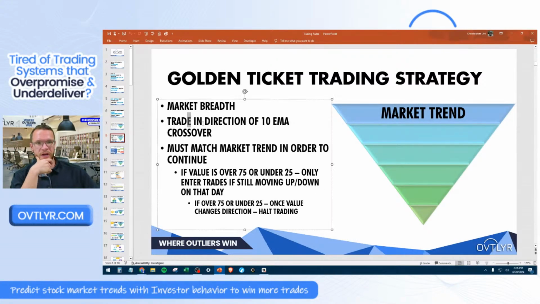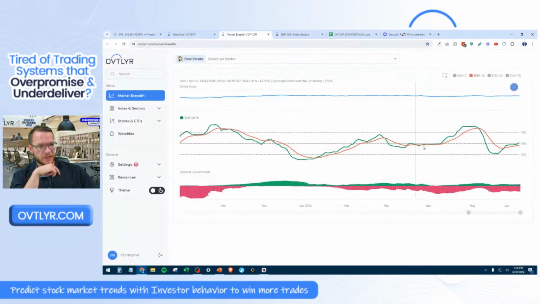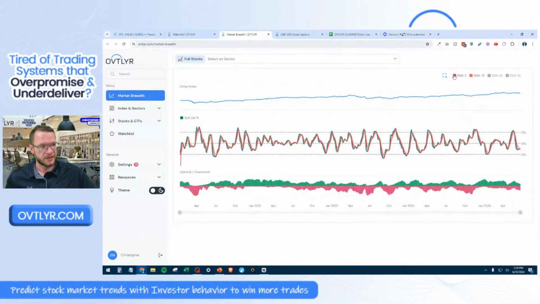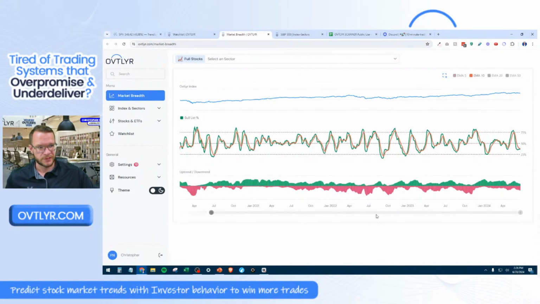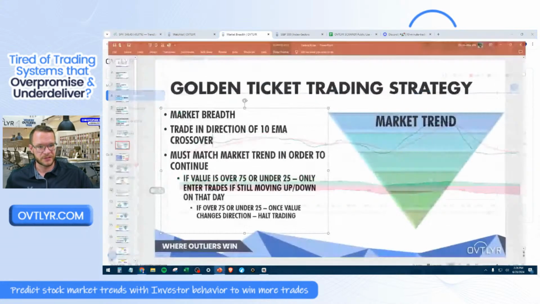Market breadth: trade in the direction of the 10 EMA crossover. So what do I mean by that? Trade in the direction of the 10 EMA crossover. So it's crossed over right here. Let's go back to full stocks. Zoom in on the 10, and you can see it's kissing cousins. It's pretty much crossed over at this point. I feel really good about it. So that looks good to me.